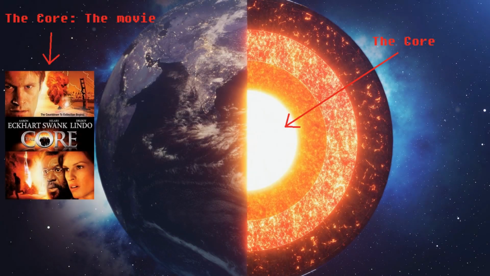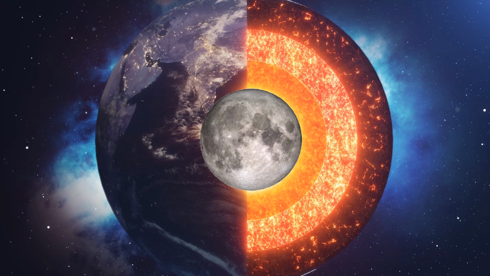The third and last compositional layer is the core. The core is 1,200 kilometers deep. The state of matter is solid and a liquid. The temperatures range from 800 degrees Celsius up to 10,000 degrees Celsius. The core is made up of iron and nickel. A fun fact about the Earth's core is that it is so big it's almost the size of the moon.